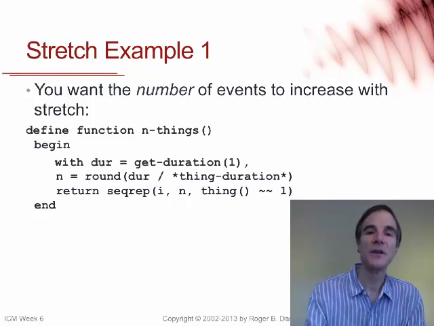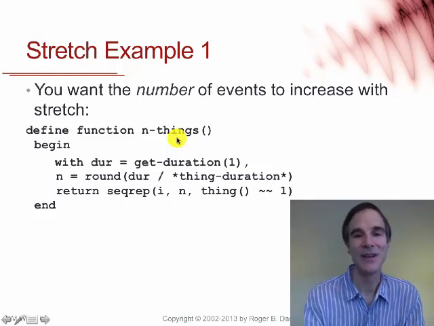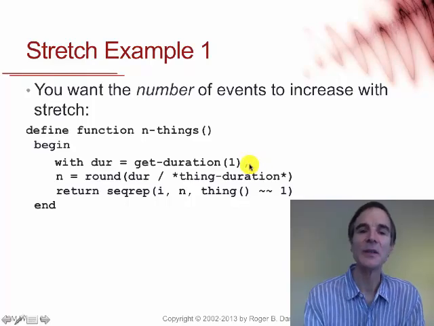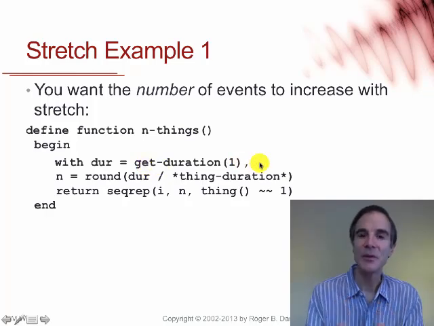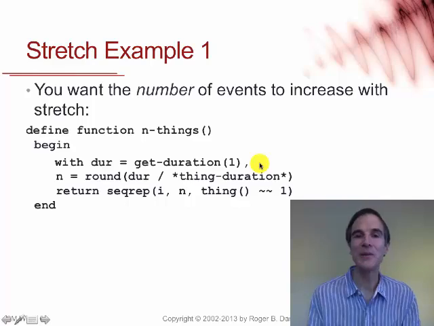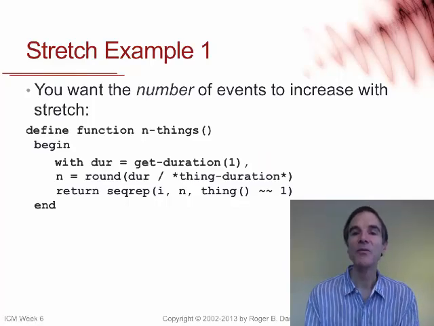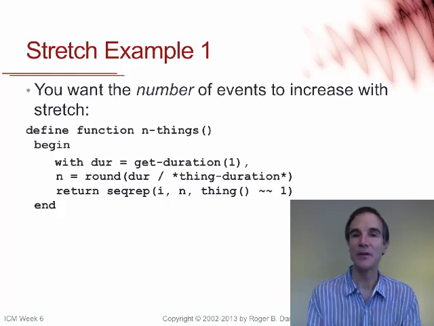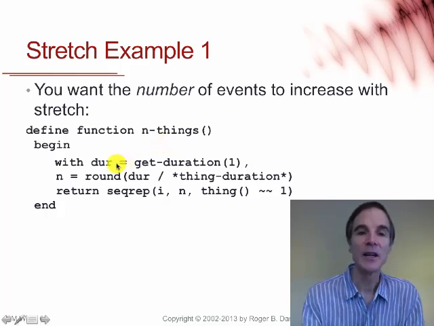So here's the function, it's called nthings, okay? And this is kind of a formula for how to do this sort of thing in Nyquist. It's common that the first thing we do is we grab the duration out of the environment. And the function to do that is get-duration of 1. What does that mean? So the idea is that if we had a nominal duration of 1, what would the actual duration be under the current environment? So that's how we get the duration parameter here.